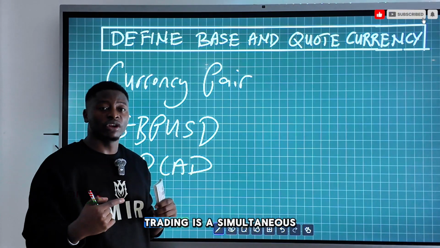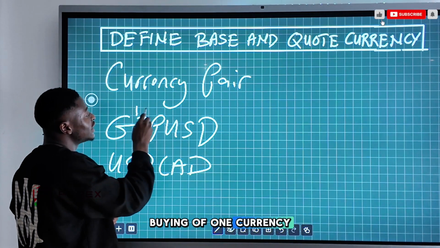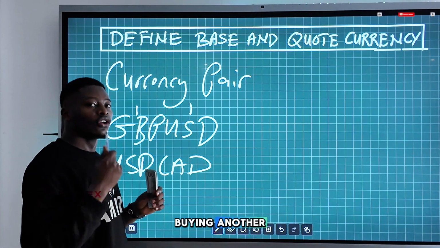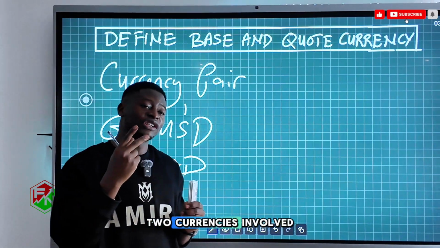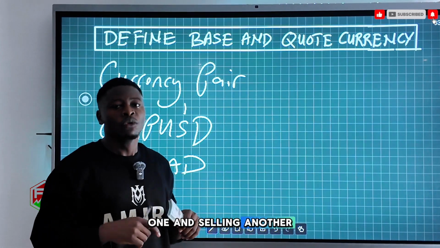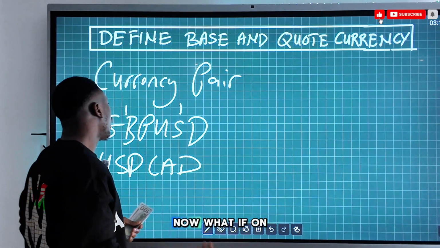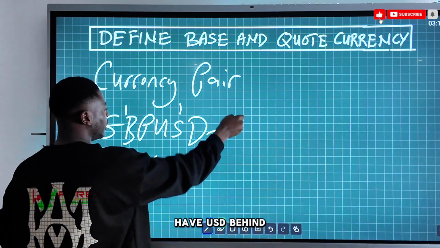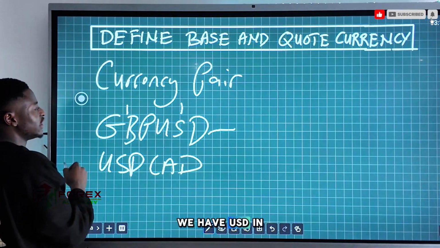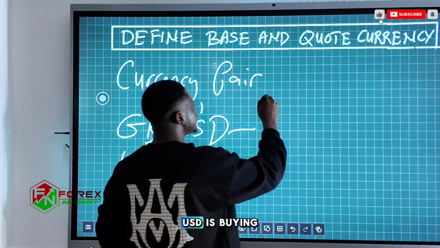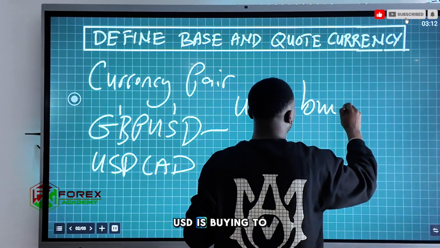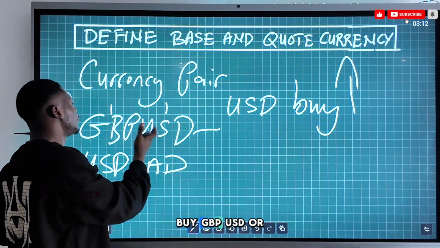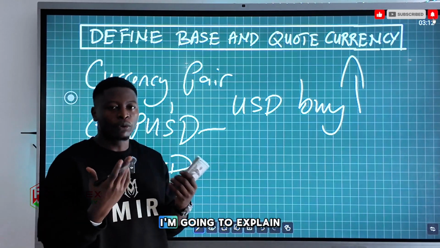Remember, the definition of forex trading is the simultaneous buying of one currency and selling of another, or selling one and buying another. So simultaneously, there will always be two currencies involved. You are either buying one and selling another. Now you might be asking yourself this question. On this pair we have USD behind, on this other pair we have USD in front. Now what happens if USD is buying to the upside? What will you do? Will you buy GBP USD or sell GBP USD? I'm going to explain that.